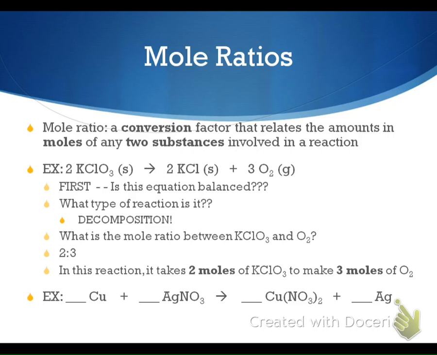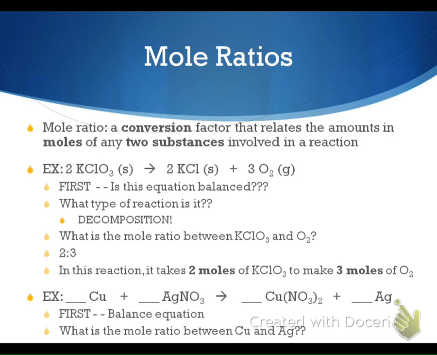So let's take a look at this reaction. First and foremost, we have to balance it. I'm going to zoom it in a little bit here so you can see it better. We want to balance our equation first, and then we're going to look to find a mole ratio. So first and foremost, you need to balance this equation, and then I want you to try and find the mole ratio between copper and silver.